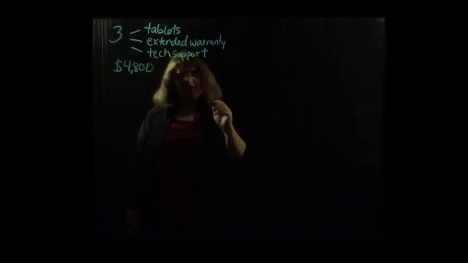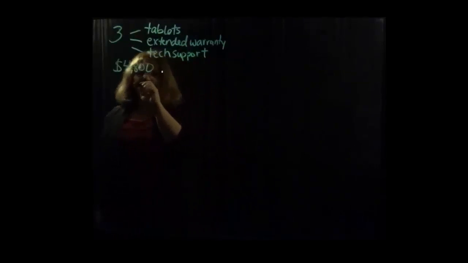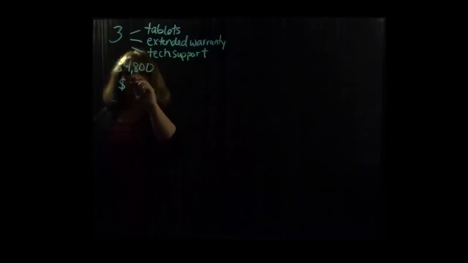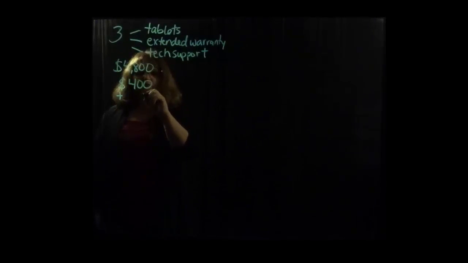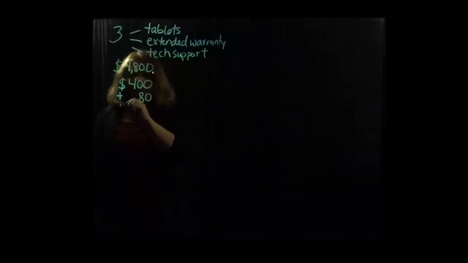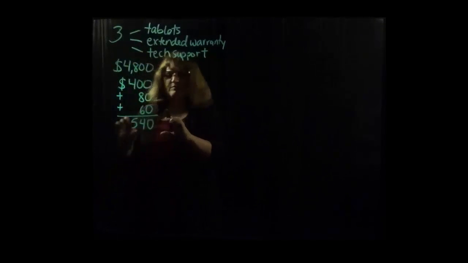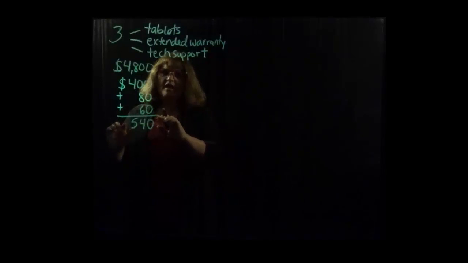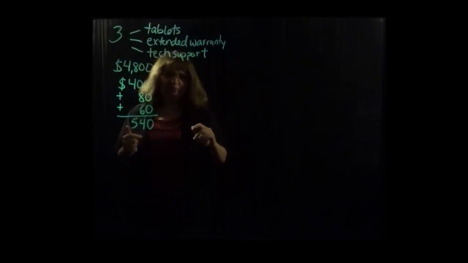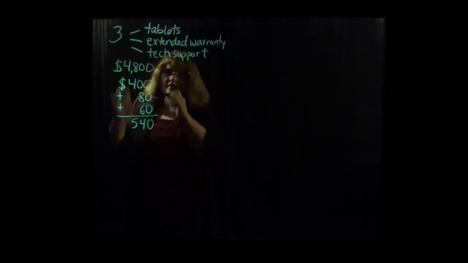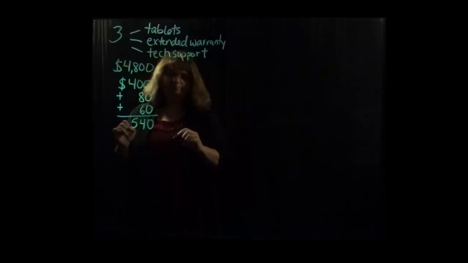In order to do that, we need to first start with the price of each thing separately. So we'll look at just the price of one tablet computer, $400, the extended warranty of $80, plus the tech support for $60. If we sum those together, we get $540 as the total price that somebody would have to pay for each tablet if they were to buy these three things separately. Of course, if you multiplied that by 10, you'd have $5,400 as the total, and they paid $4,800 for it.